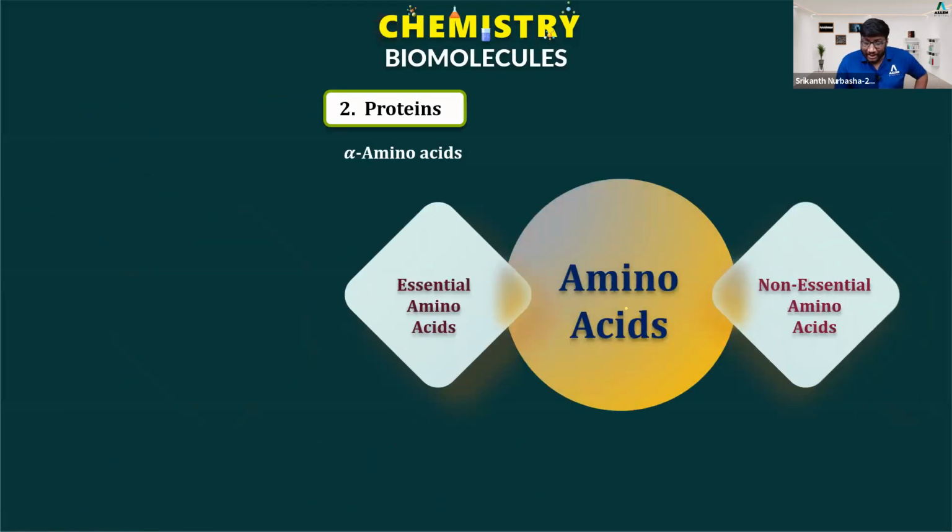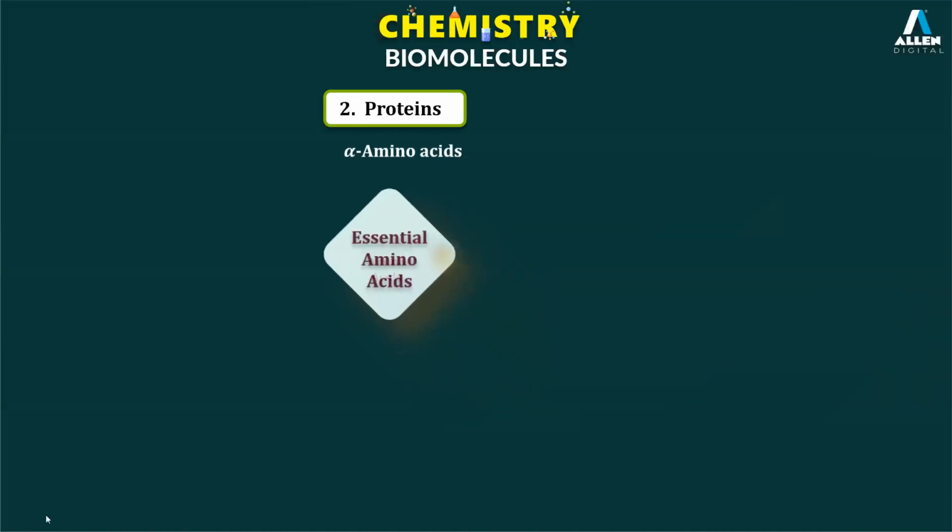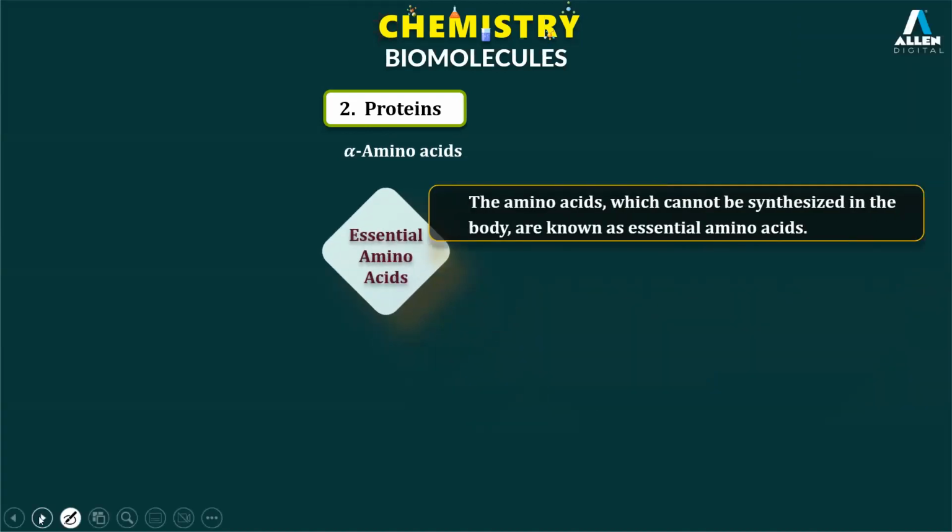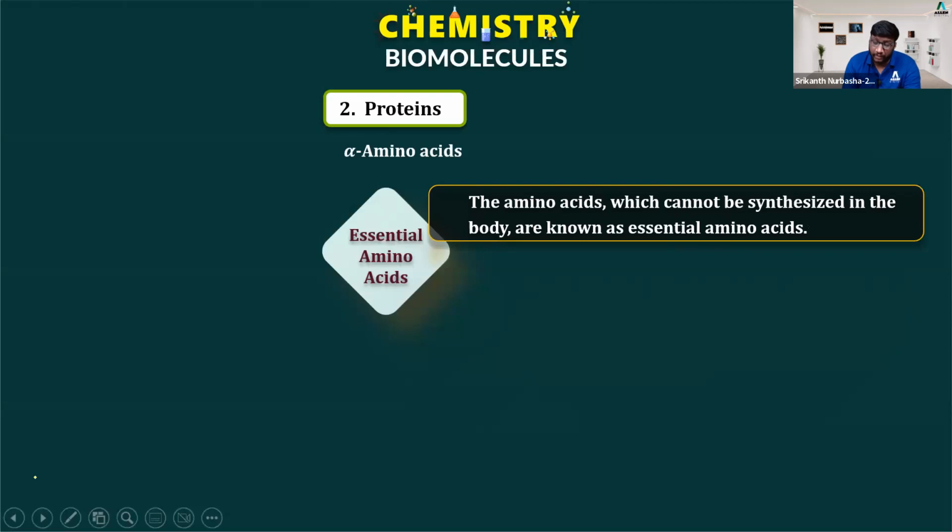Right, amino acids are again classified into essential amino acids and non-essential amino acids. Essential means what? Which should be taken through the food. Yes. Essential amino acids are those amino acids which are taken through food. Non-essential means they can be generated in the body in the metabolic activities. The amino acids which cannot be synthesized in the body are called essential. That means we have to take them through diet.